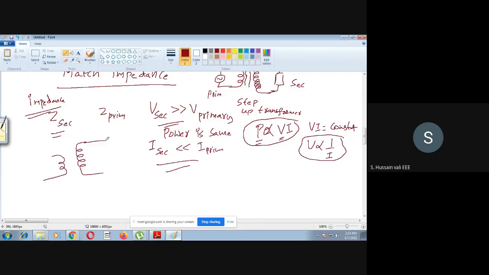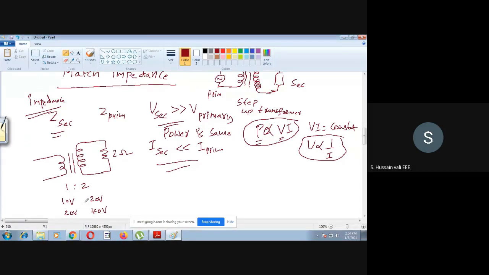And I have a resistor here, and that resistance value is 2 ohm. Just an example. And it is a step-up transformer, so secondary voltage is more than primary voltage. Assume that it is 1:2. 1:2 in the sense what? If I give 10 volts here, on the secondary side you will get 20 volts. If I give 20 volts here, on the secondary side you will get 40 volts. So you can call this a step-up transformer, because secondary voltage is more than the primary voltage.